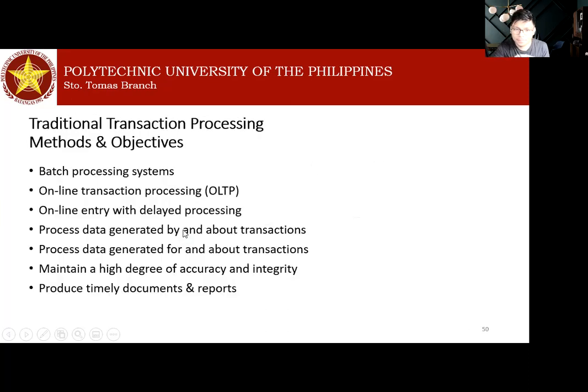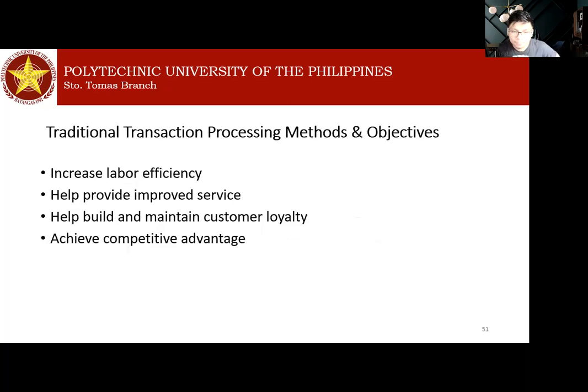Okay? So what is the traditional transaction processing method and objective? We have here the batch processing system, online transaction processing, online entry with delayed processing, process data generated by and about transactions, maintain a high degree of accuracy and integrity, produce timely documents and reports. So later on, i-discuss natin siya. So traditional transaction processing methods and objectives. We have the increased labor efficiency.